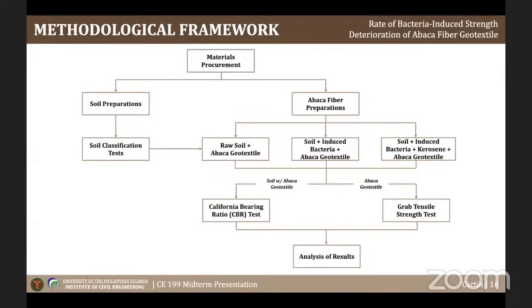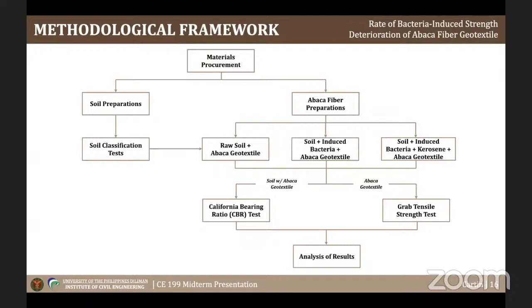There will be a control setup of the raw soil without any embedded abaca geotextiles, and there will be 3 different test cases. First would be the raw soil with geotextile, and the soil will be oven-dried to eradicate as much as possible the effects of the naturally occurring bacteria.